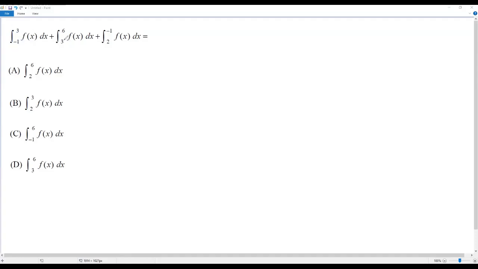And in the second definite integral, the lower limit 3 is a smaller value and the upper limit 6 is a bigger value. But in the third definite integral, the lower limit is 2 and the upper limit is -1. The lower limit is the bigger value and the upper limit is the smaller value, so I have to switch them. Let me write the first two integrals as they are: the integral from -1 to 3 of f(x) dx, plus the integral from 3 to 6 of f(x) dx.